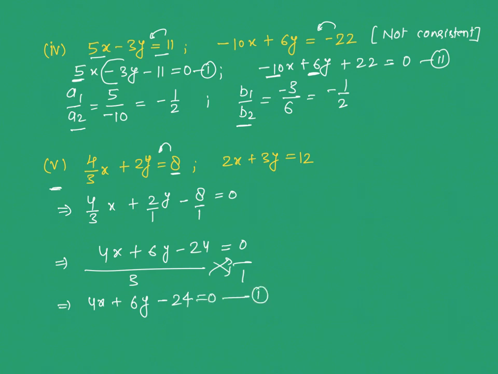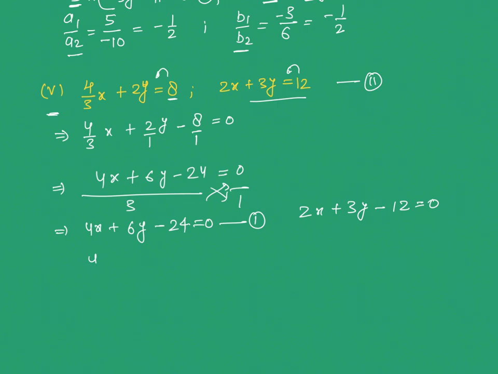So this is your first equation. And your second equation is this, right? This is your second equation. Let me write it again. 2x plus 3y, and 12 goes on the left side. It will become minus 12 equals 0. And then if we calculate A1 by A2, so A1 is 4 and A2 is 2, because this equation can be compared with a1x plus b1y plus c1 equals 0, right? We have read it many times. So it will be 2 upon 1.